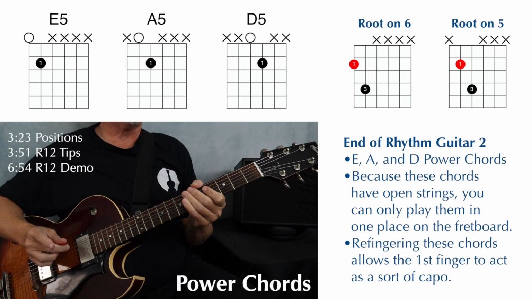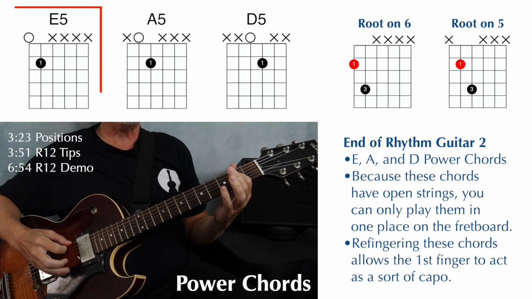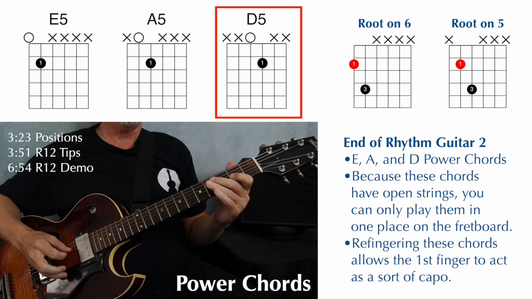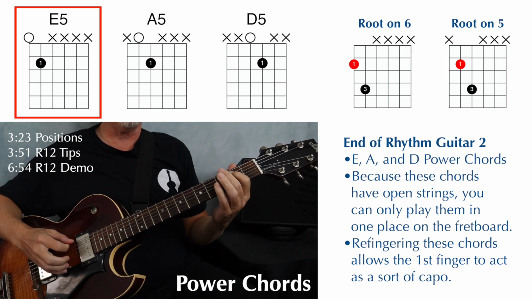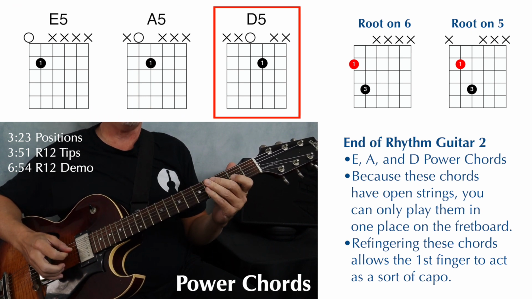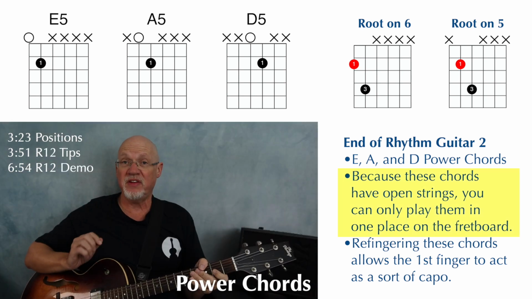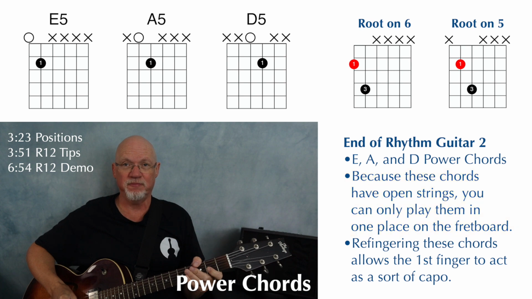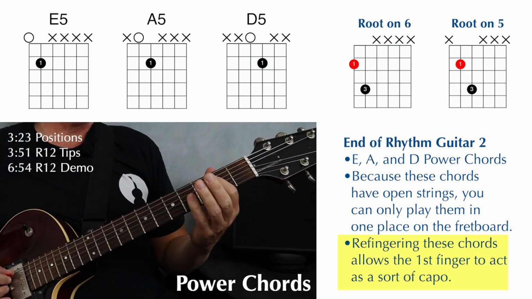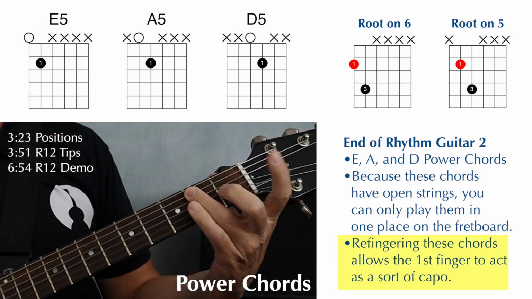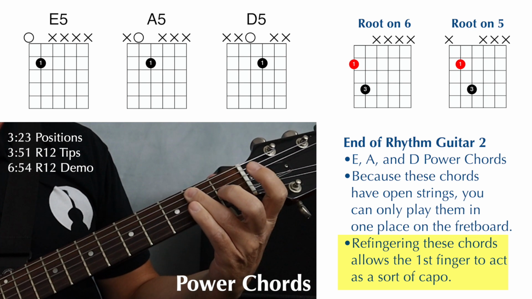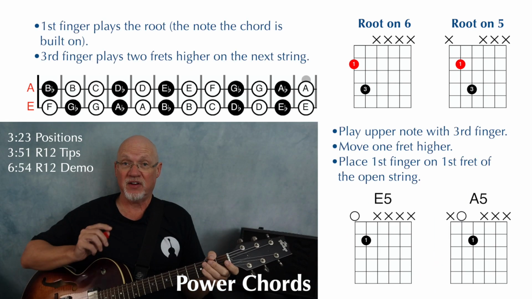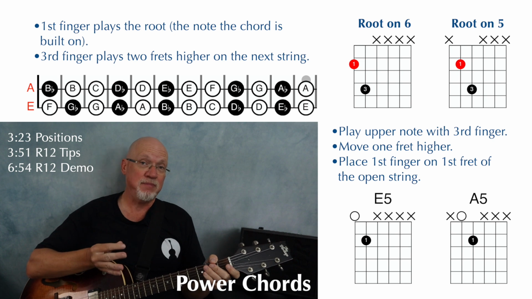Toward the end of Rhythm Guitar Book 2, you learn this E5, A5, and D5, or E power chord, A power chord, and D power chord. Because these chords all have open strings, you can only play them in one place on the fretboard. But if you play that fretted note with your third finger, your first finger is now free to act as a moving capo.